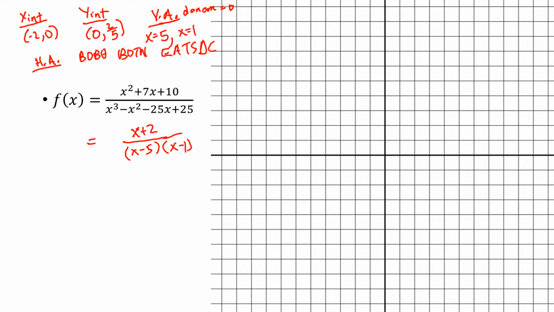So we look at the exponents on the leading term. Our leading term here has a power of 2. Here it has a power of 3. So it's bigger on the bottom, which means that our horizontal asymptote is y equals 0.